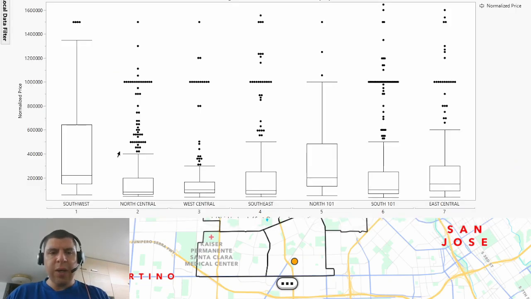Here we can see a more detailed distribution based on neighborhood within Santa Clara. I have it ranked by most expensive neighborhood based on base value, that being Southwest, to the least expensive neighborhood, which is East Central. In my previous video, I explained in more detail about how to read this graph, and you can take a look at the link in the upper right-hand corner to review that video as well.